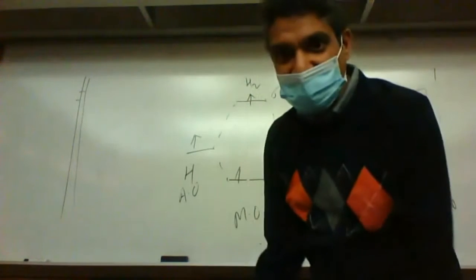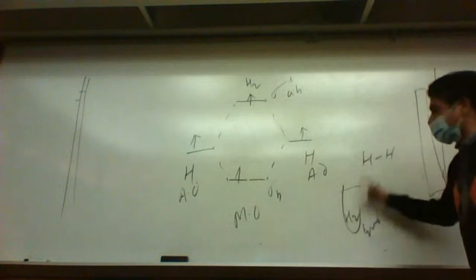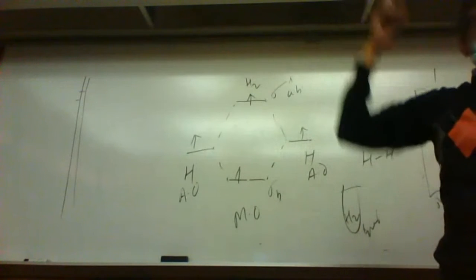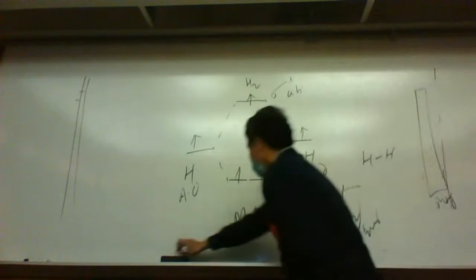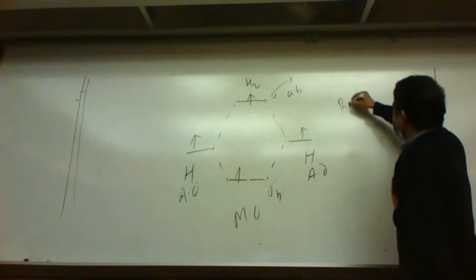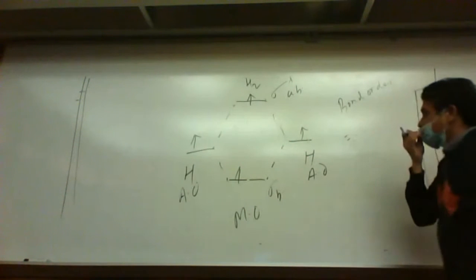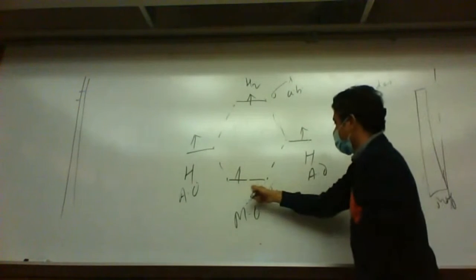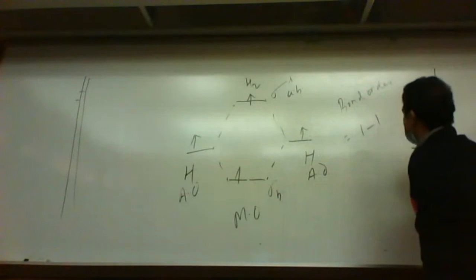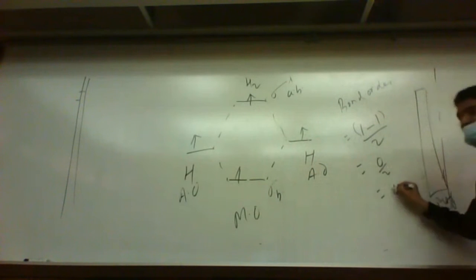Make sense? So previously I showed you the ground state, now I show you the excited state. The hydrogen absorbs energy and becomes excited, right? One electron jumps up. Now let's calculate the bond order in the excited state. Bond order is calculated as the number of electrons in the bonding orbital, 1, minus the number of electrons in the anti-bonding molecular orbital, divided by 2. So that is 1 minus 1 is 0, 0 by 2 is 0.